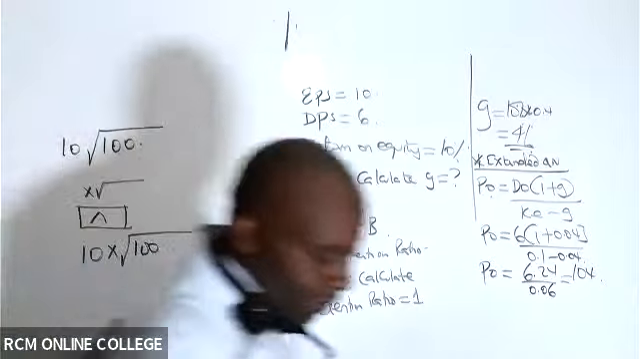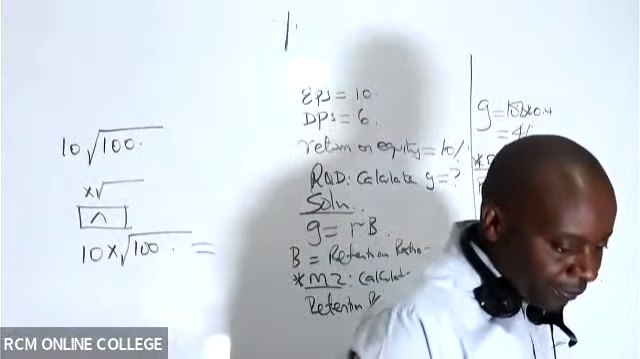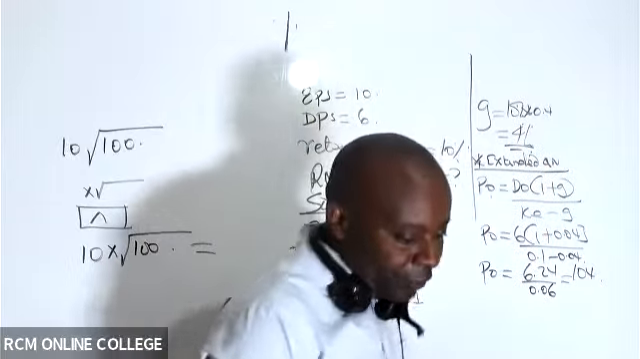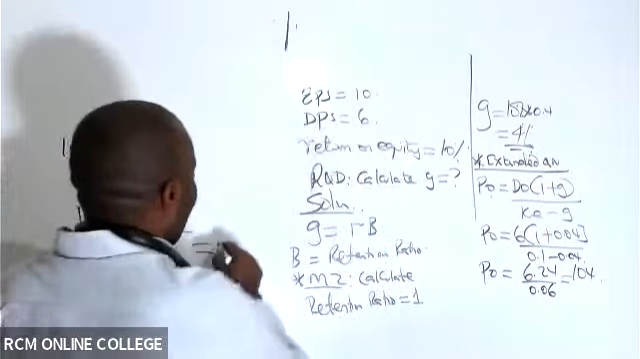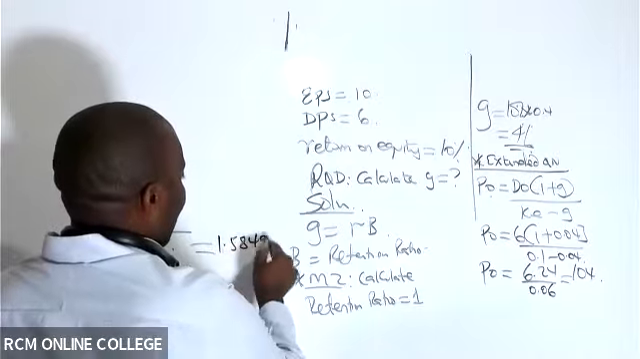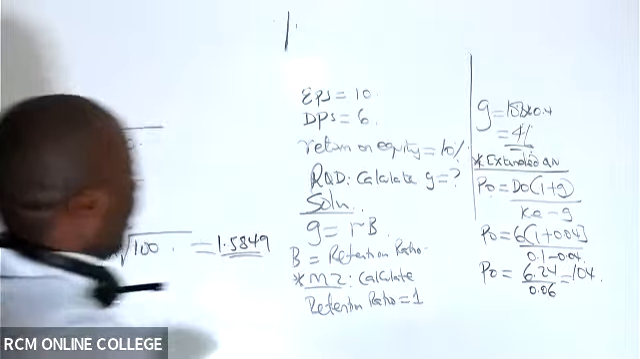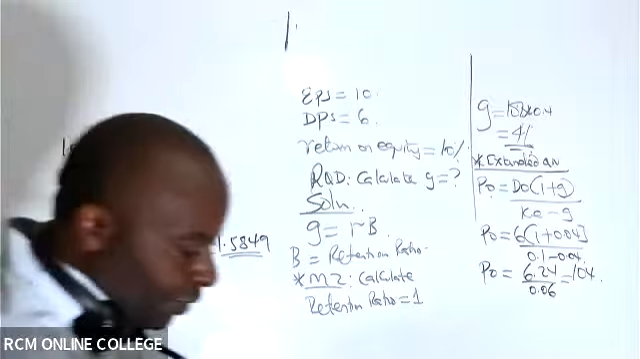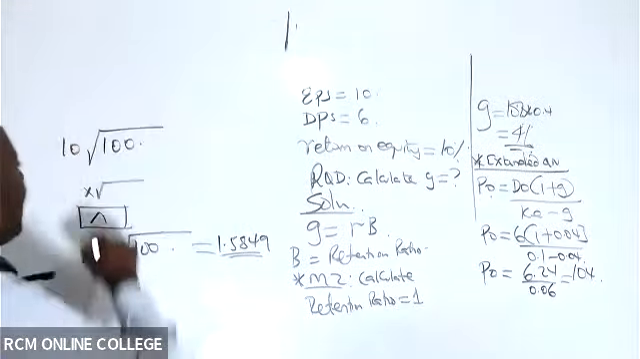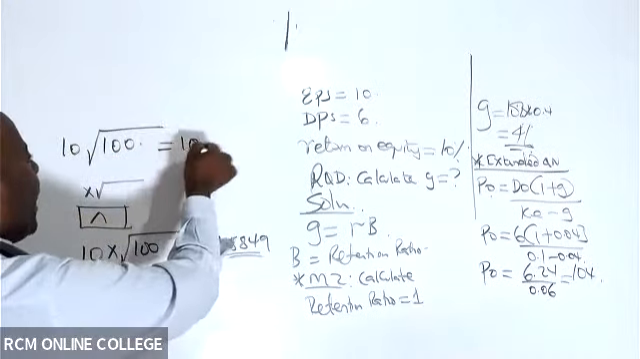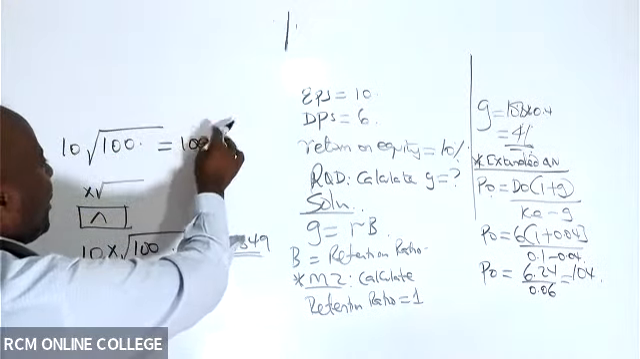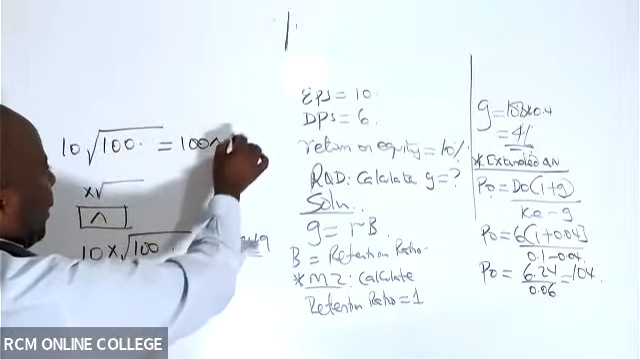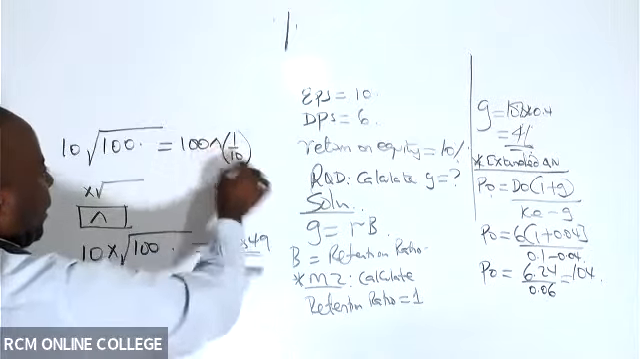So this gives me what here? Yeah, somebody is assisting me there, which is very good. So the final answer is 1.5849. If you don't like this method, this will be the same as 100 raised to what, somebody? Raised to 1 over 10.